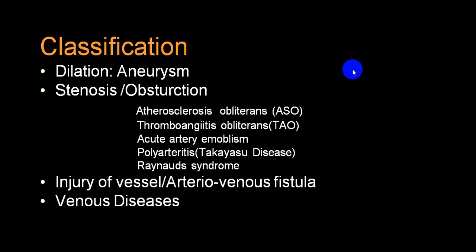Then, when you go for investigation, you can utilize another way of classifying: dilatation called aneurysm, stenosis or obstruction, atherosclerotic obstruction, thromboangiitis obliterans or Buerger's, acute embolism, polyarteritis, Takayasu, Raynaud syndrome. These are stenotic. Then injury, AV fistula, and venous disease. This shows which part of the peripheral vascular system is involved and what type. Accordingly, you can classify, and this you can call anatomical and pathological.